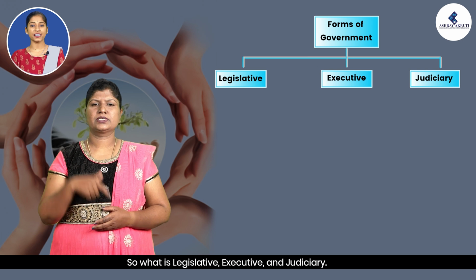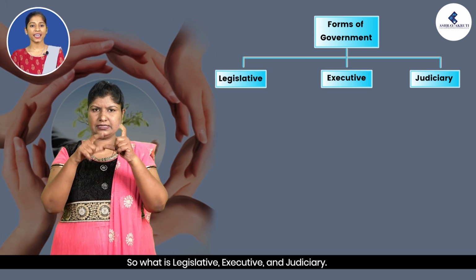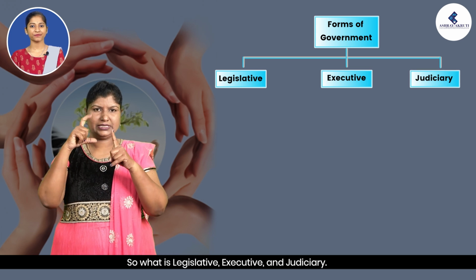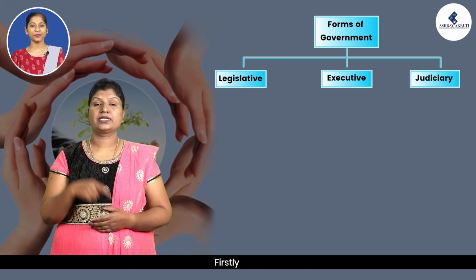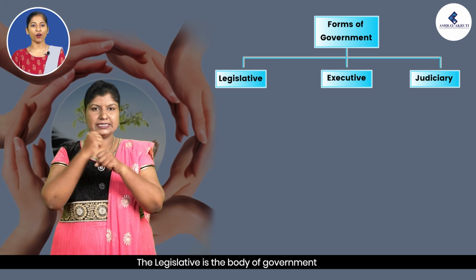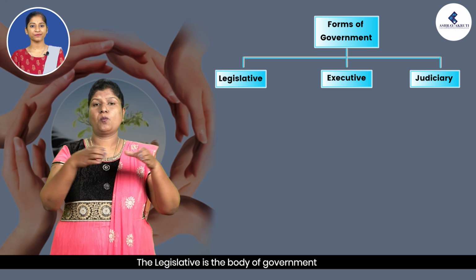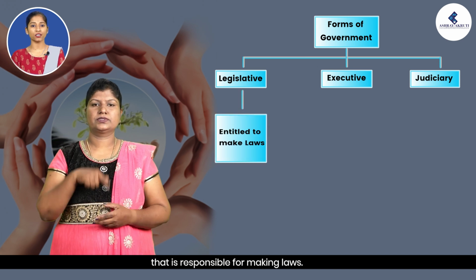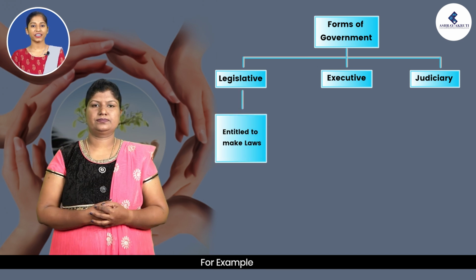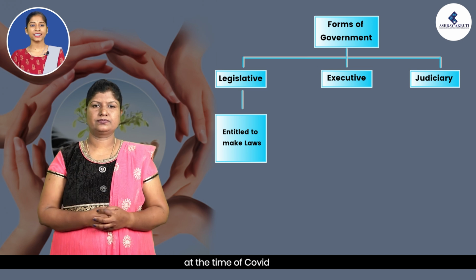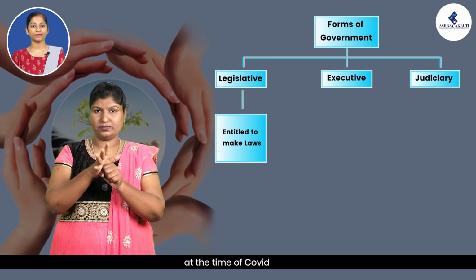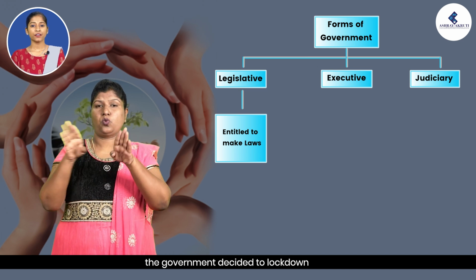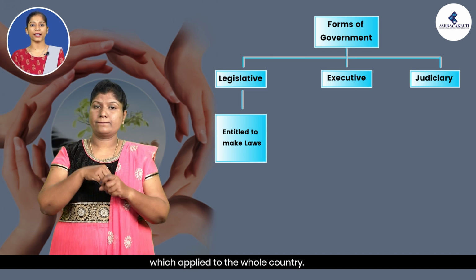So, what is legislative, executive and judiciary? Firstly, the legislative is the body of the government that is responsible for making laws. For example, at the time of COVID, the government decided to lock down, which was applied to the whole country.